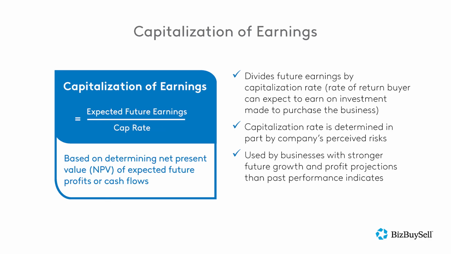Capitalization of earnings measures the value of a business by determining the net present value, NPV, of expected future profits or cash flows. This involves dividing the expected future earnings of the business by the capitalization rate, which is the rate of return the buyer can expect to earn on the investment made to purchase the business. The capitalization rate is determined in part by the company's perceived risks. This method is often used by businesses with stronger future growth and profit projections than past performance indicates.